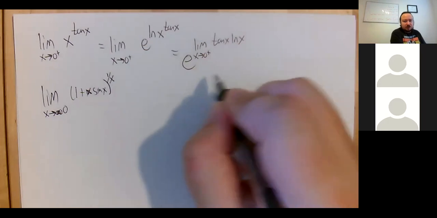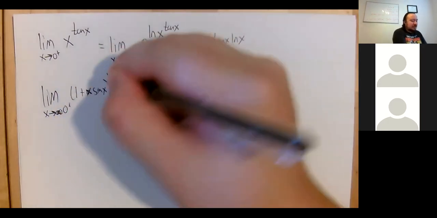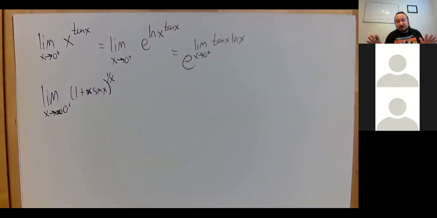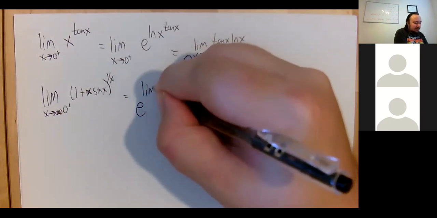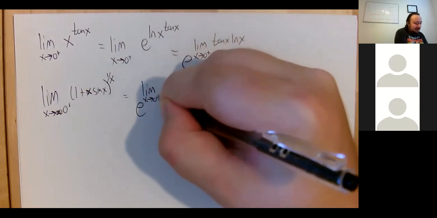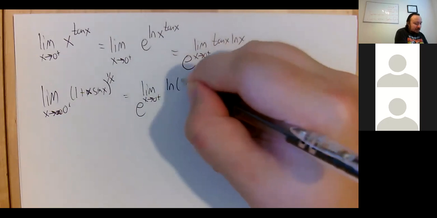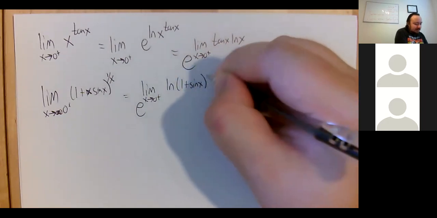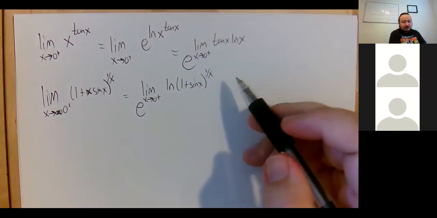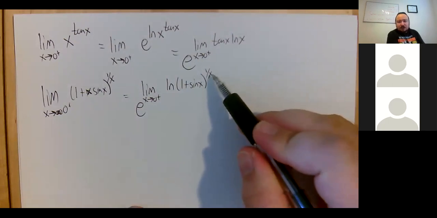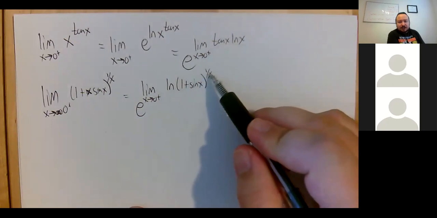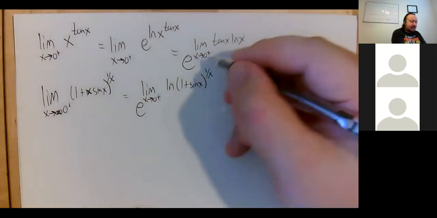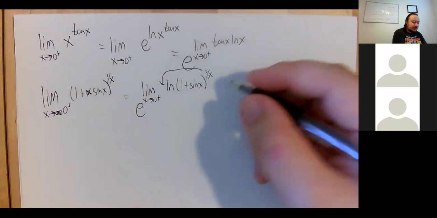It's going to be very similar to this one, though. In fact, also this disclaimer, this is one I just made up, so I'm not sure if this will work automatically, but we can at least attempt it. So this will be e to the limit as x goes to 0 from the right of natural log of 1 plus sine of x to the 1 over x. All right, and then now we could do the same thing that we've done in this step right here. We can move 1 over x as a coefficient of the log.